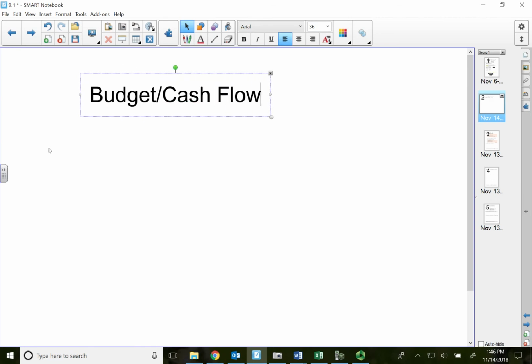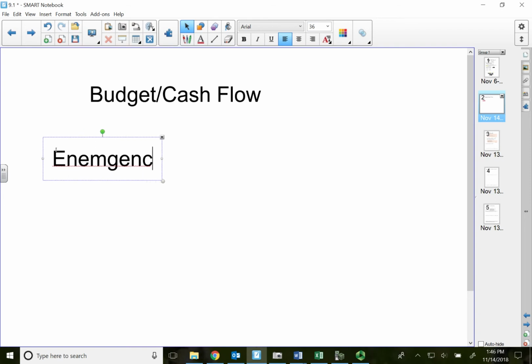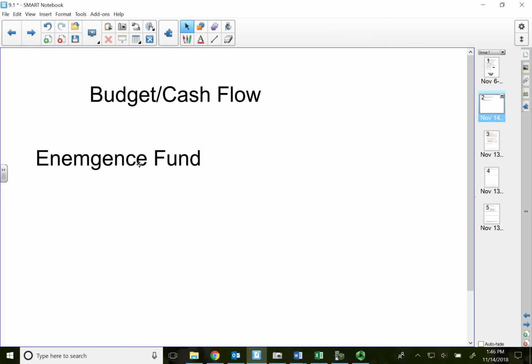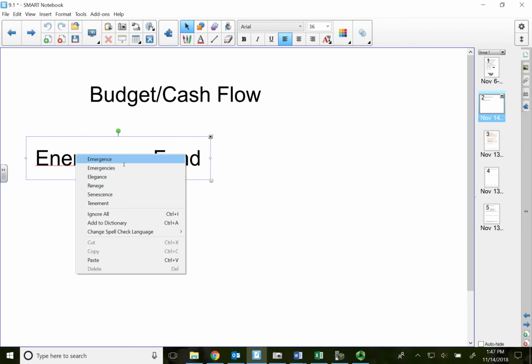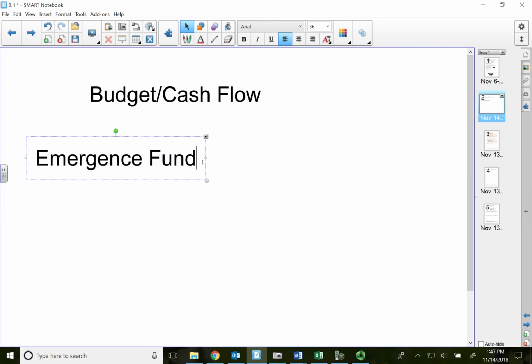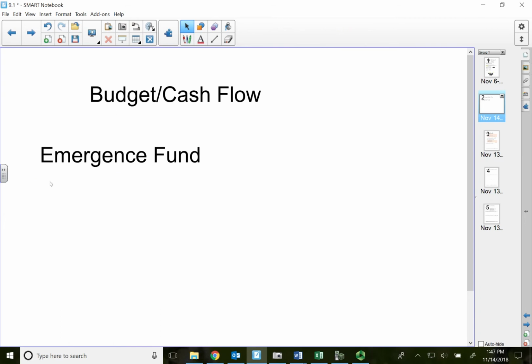All right, you need to include the very basics. Number one, an emergency fund. Things do happen, so what you want to do is set aside X amount of dollars every month, just in case an emergency happens.